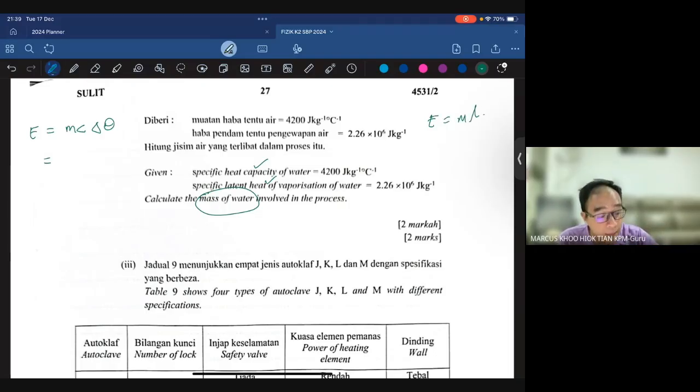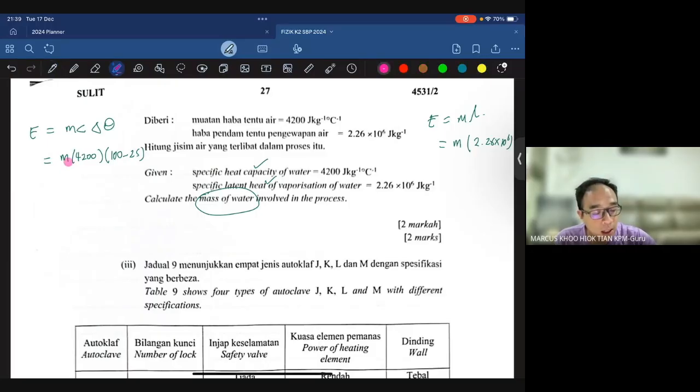Okay, so the M is what we want to find. C is 4,200. The delta theta is 100 minus 25. On this side, the energy is M and then the L is 2.26 times 10 to the power of 6.